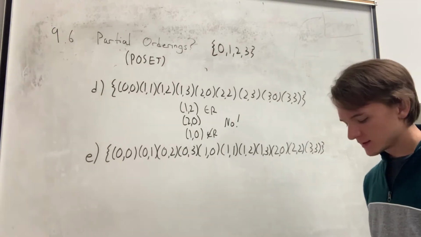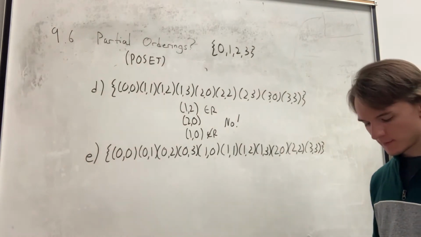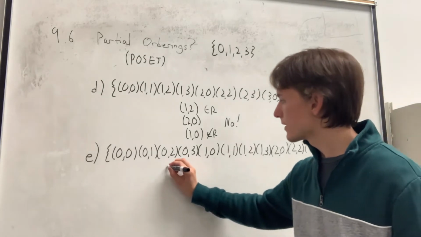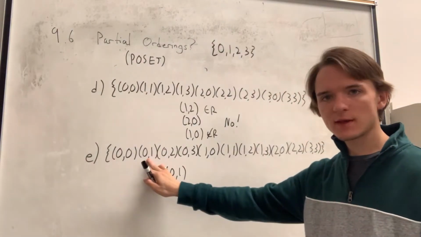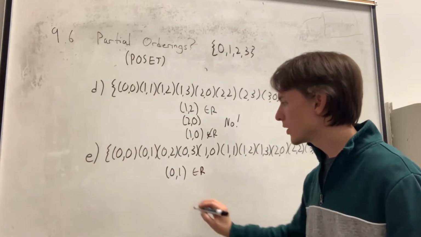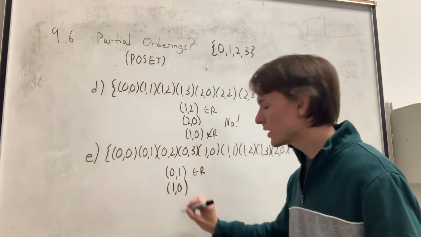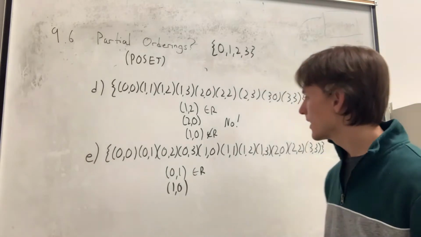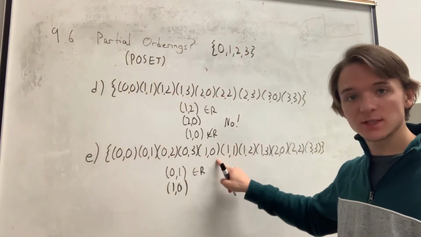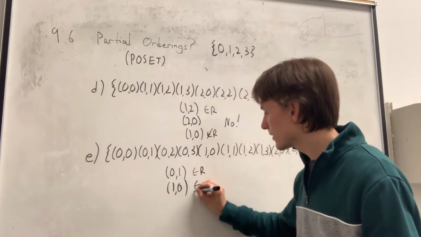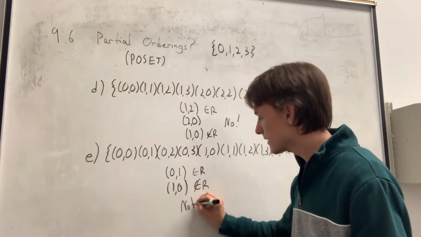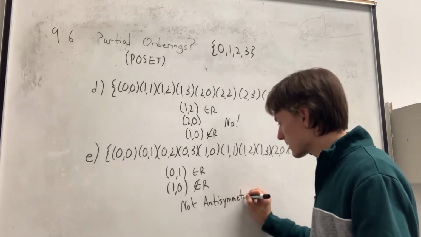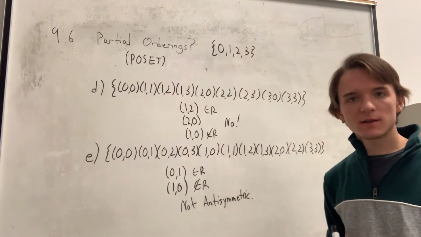Part E now is clearly reflexive, but it's not antisymmetric, right? We have (0, 1) right there in our relationship, which means that (1, 0) should not exist if it's antisymmetric. However, (1, 0) exists right here. So because of that, it's not antisymmetric and therefore not a poset.